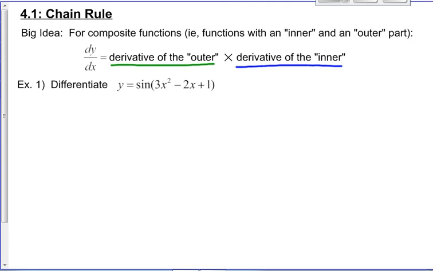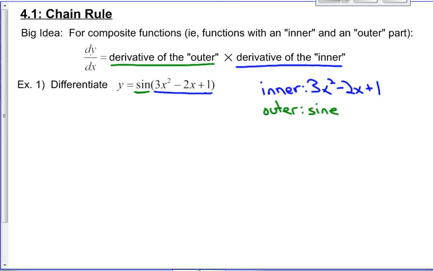So if I have this function here, y equals sine of 3x squared minus 2x plus 1. When I look at that, I think if I were to put a number in it, first I would have to do this, 3x squared minus 2x plus 1. If I put, say, the number 1, I'd have to square the number, times it by 3, subtract 2 times the number, and add 1. So that's the inner, is the polynomial. The outer thing is what's happening to that polynomial. Namely, it's having sine applied to it.